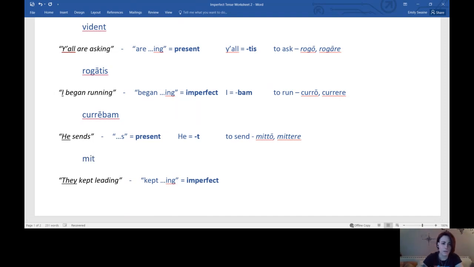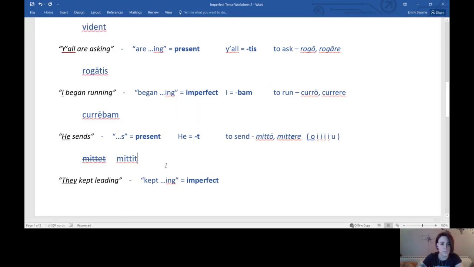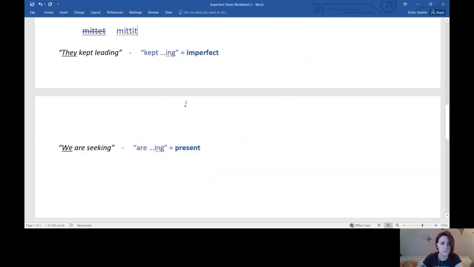Okay, so now look at this. Again, when I go to my second form, that is a short E, meaning it's an O-I-I-I-U word. Okay, meaning that this is not mitet. That short E transforms to I, and it's mittit. Okay, two more.